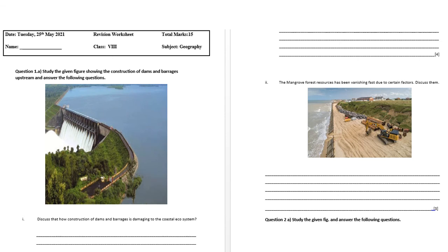The next one is: mangrove forest resources have been vanishing fast due to certain factors. Discuss them. We'll see how the cutting of mangroves for fodder and firewood, seawater pollution and removal of sand from the beaches, and the reclamation of beaches for constructing buildings and roads are causing the vanishing of mangrove forest resources.